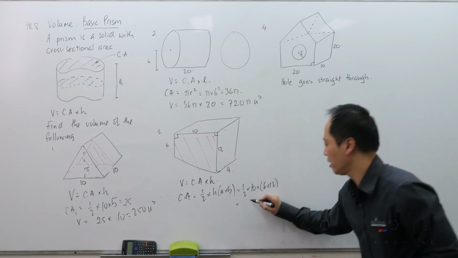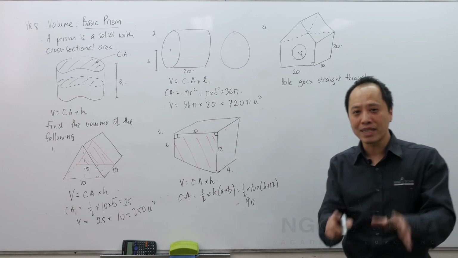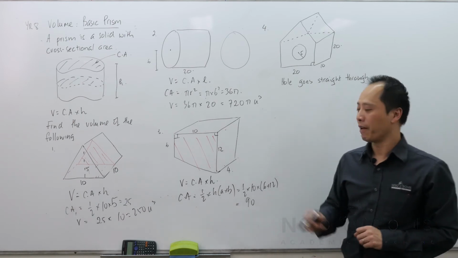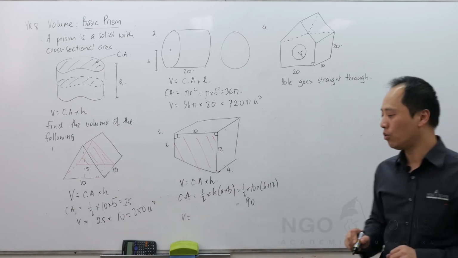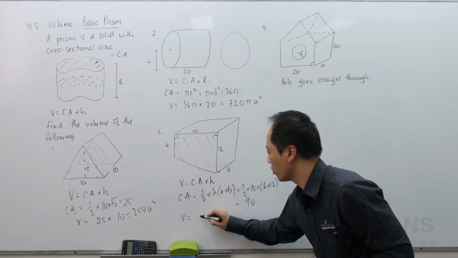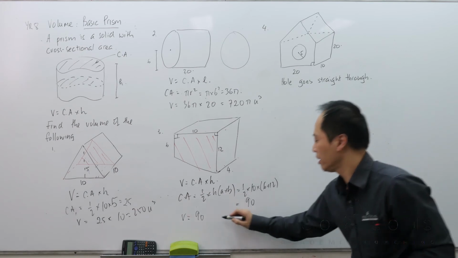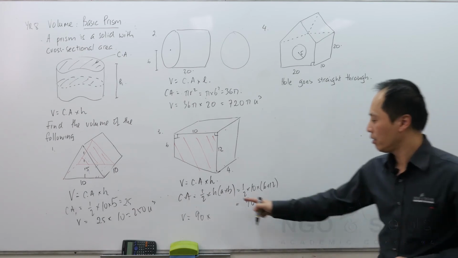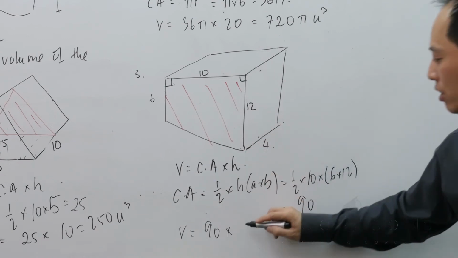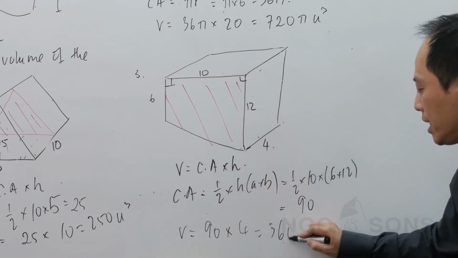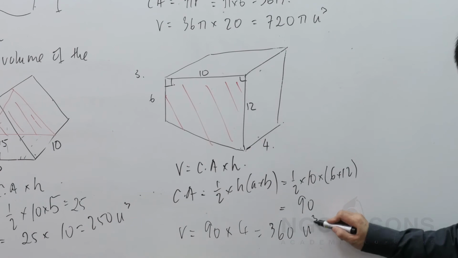9 times 10 is 90. So once again, that's the hard bit, finding the cross-sectional area. Now, to find the volume, all we do is we get the cross-sectional area, which is 90, and we times it by the length. The length here, we can clearly see it's 4. And that's 360 units cubed.